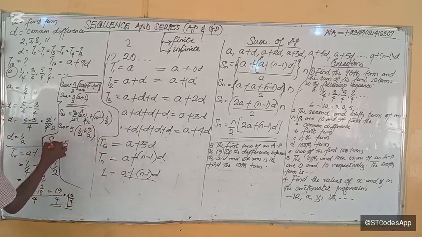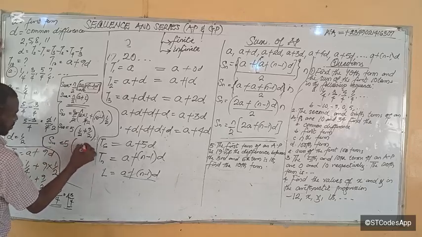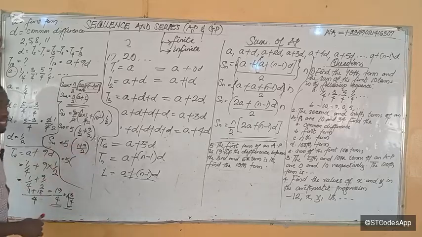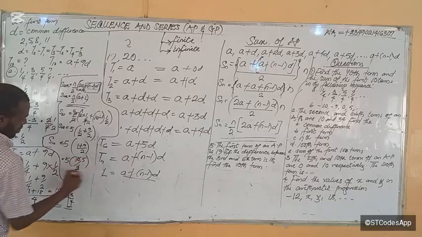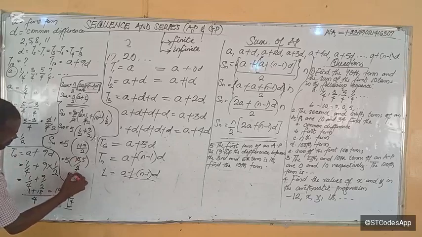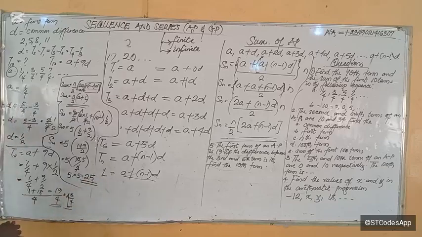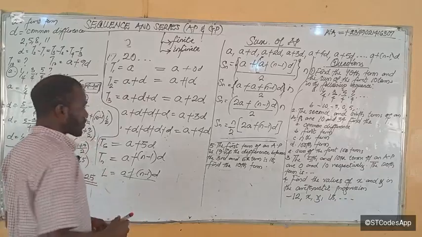This becomes, S10 becomes 5 into bracket. LCM is 2, right? 1 plus 9 is 10. So we have 10 over 2. This is 5 again. So 5 times 5 is what? 25. So S10 is 25. That's the answer. Is that clear? So that's for the first one there.